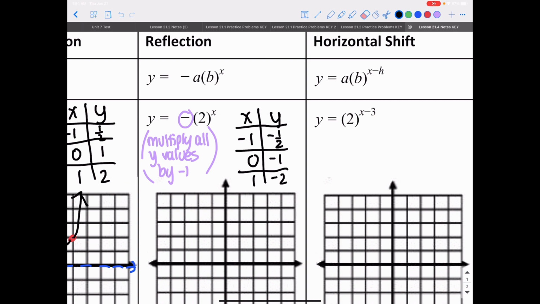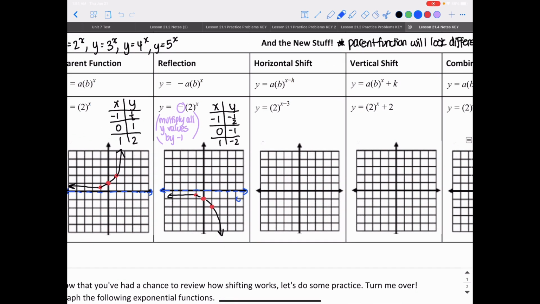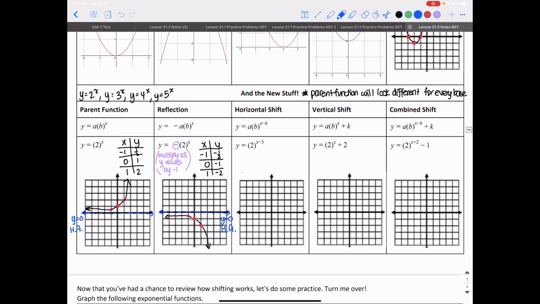I'm going to erase this because I'm going to be doing different things every time. But these are the points that I'm plotting. So I have (-1, -1/2), (0, -1), and (1, -2). And I'm going to connect these, making sure I don't hit the x-axis, because that's my horizontal asymptote. So y is equal to 0 is my horizontal asymptote. Okay, and then, as you can see, this graph is this graph flipped upside down.